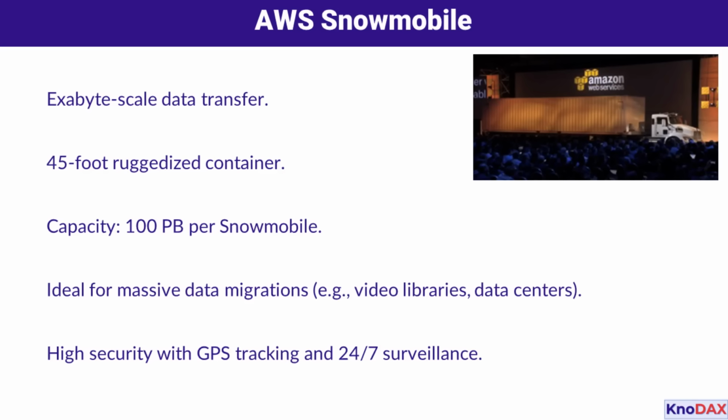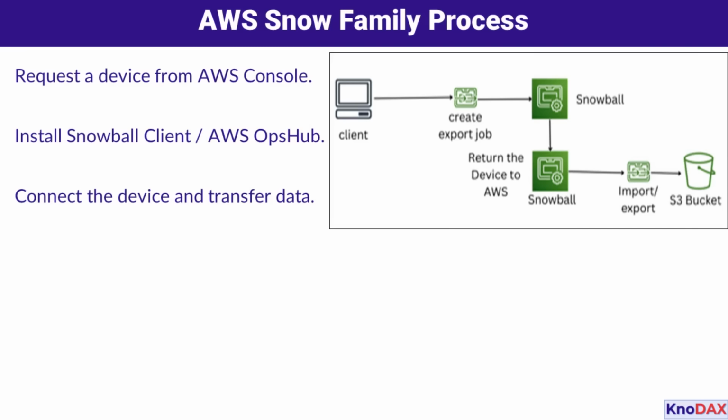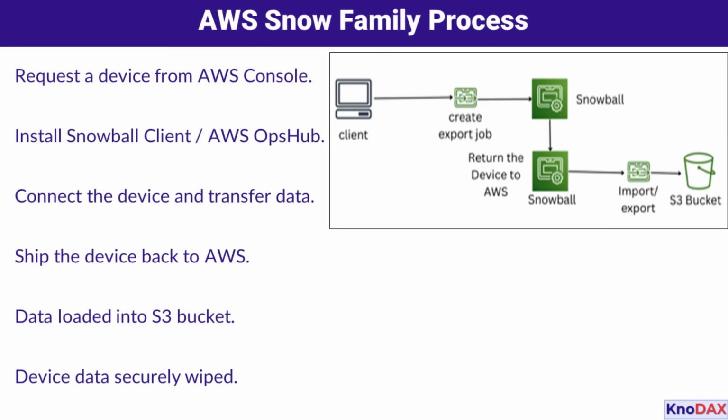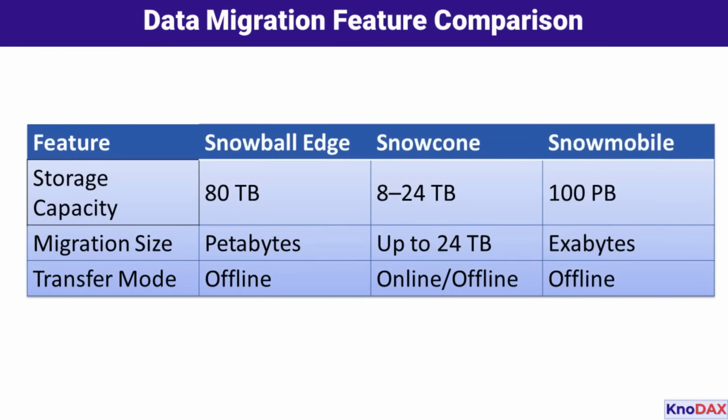Using the Snow family is straightforward. You request a device, transfer your data, and ship it back to AWS. From there, your data is loaded into S3, and the device is securely wiped. Simple, secure, and effective. Here's a quick comparison to help you choose the right device. Snowball Edge handles petabytes, Snowcone is perfect for smaller, portable needs, and Snowmobile tackles exabyte-scale transfers. Each has its own sweet spot, depending on your requirements.